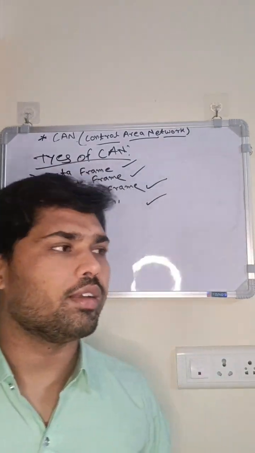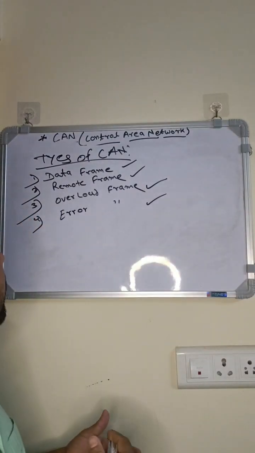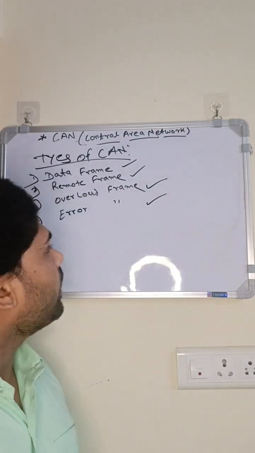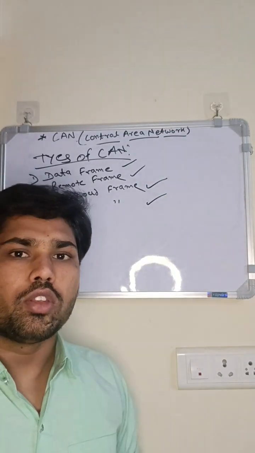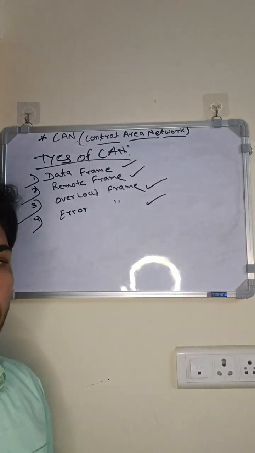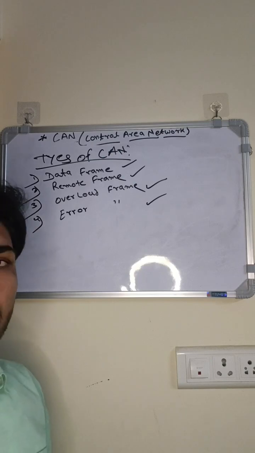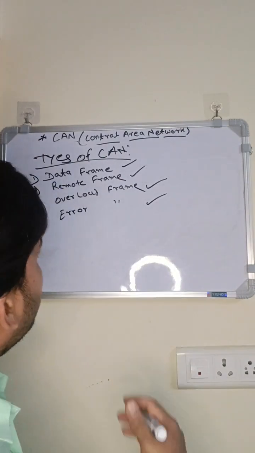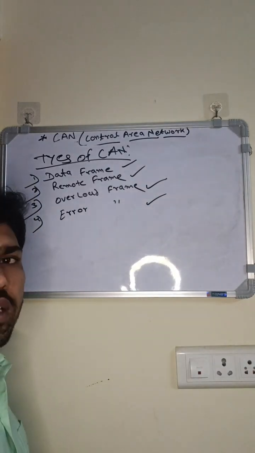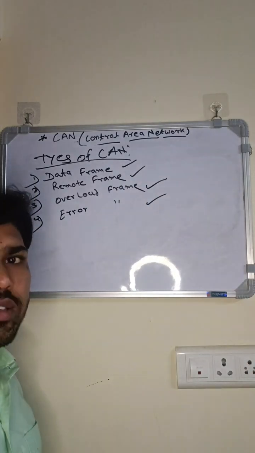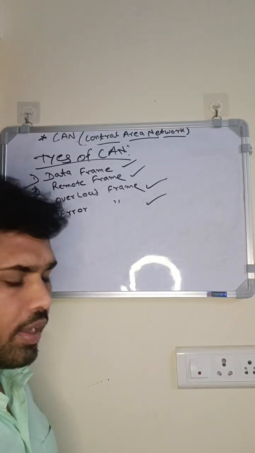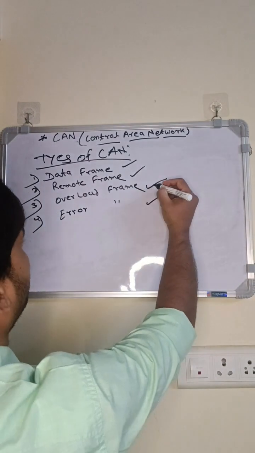The overload frame is when we are transmitting messages on the bus continuously, at that time the bus will go into stress. Due to that stress, it will set a flag as the overload frame. So when we are transmitting messages continuously on the bus, the bus will get stress, because we are sending messages continuously. That means it will set the overload flag. So that is the overload frame.